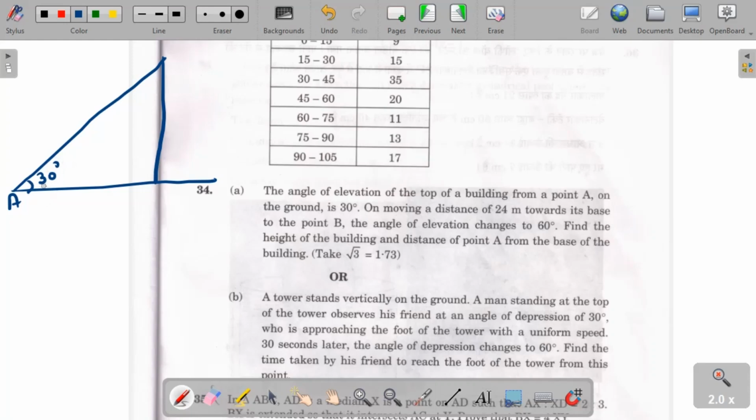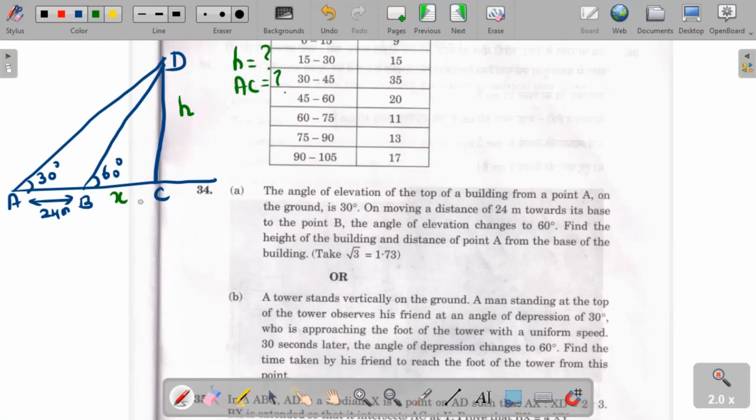On moving a distance of 24 meters towards its base to point B, so from A to B the movement is 24 meters, the angle of elevation changes to 60 degrees. So this angle of elevation will become 60 degrees. I'm marking this point as C and this point as D. I'm marking the vertical height of the building as h and the distance between B and C as x. You're asked to find the height of the building, which is h, and the distance of point A from the base of the building. So you're asked to calculate h and AC.